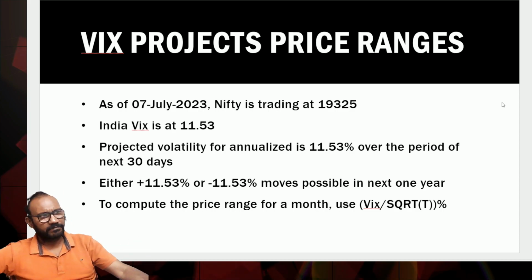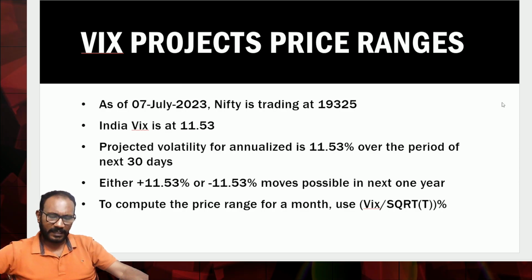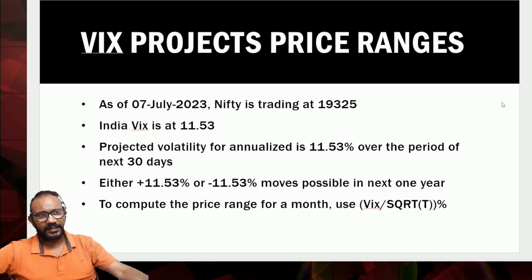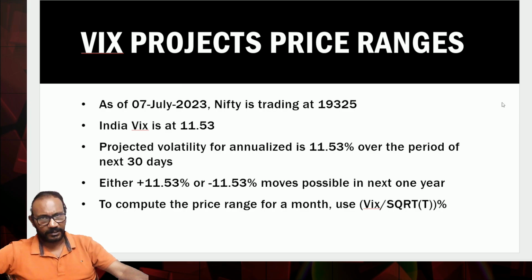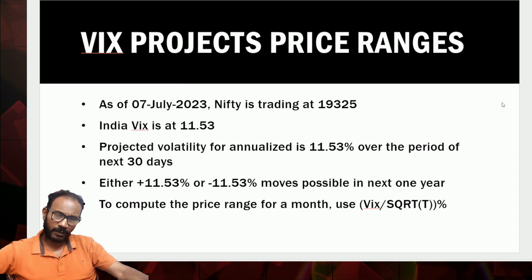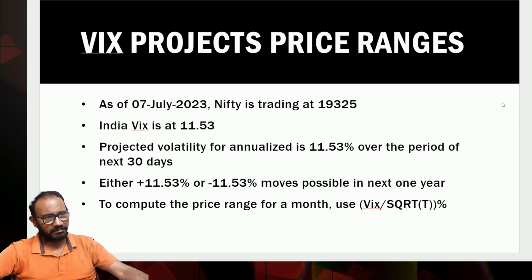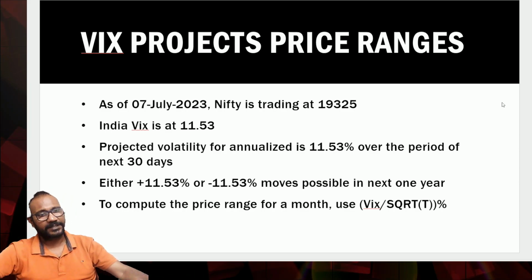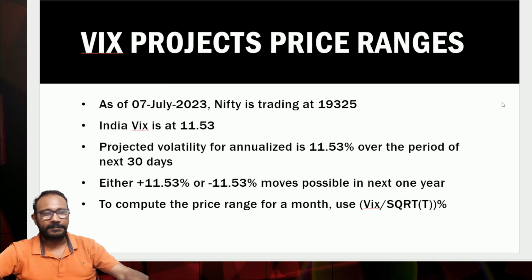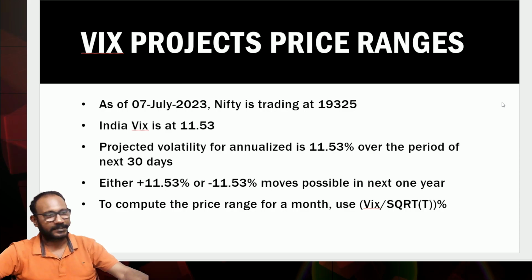So, how do we make sense of this VIX factor? As of today, that is 7th July 2023, Nifty is trading at 19,325. This is where it closed. And India VIX closed at 11.53. Now, if I have to project the price and say how much it can move, this 11.53 percentage is expected to move for the year. It's not for the month, right? It's for the year. But I wanted to compute how much it can move in the next 30 days.